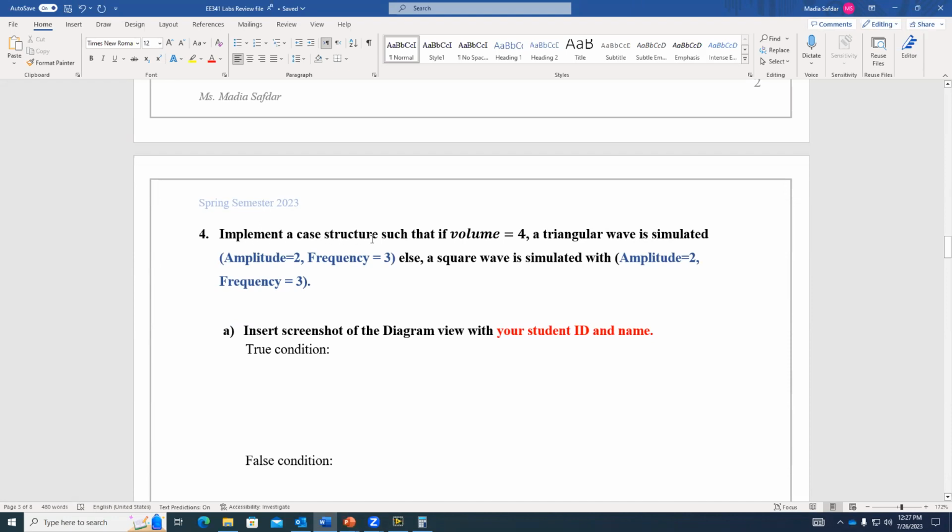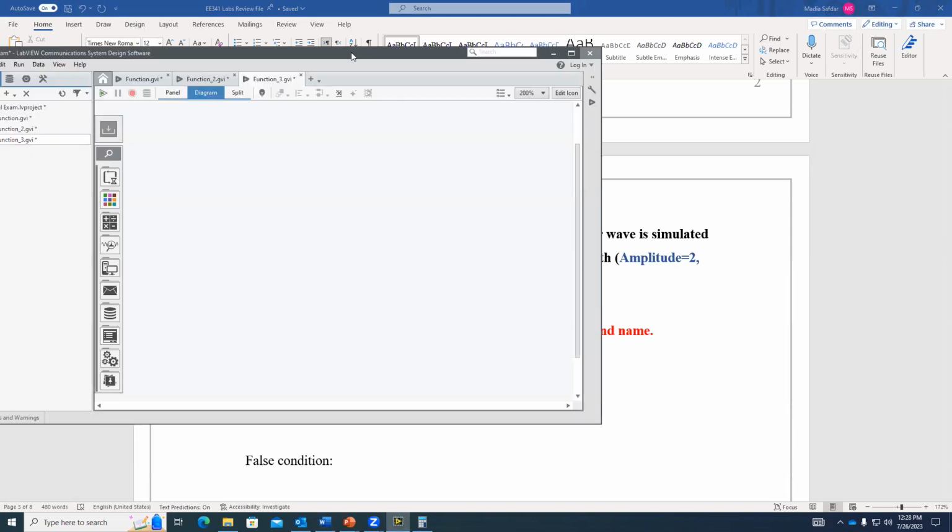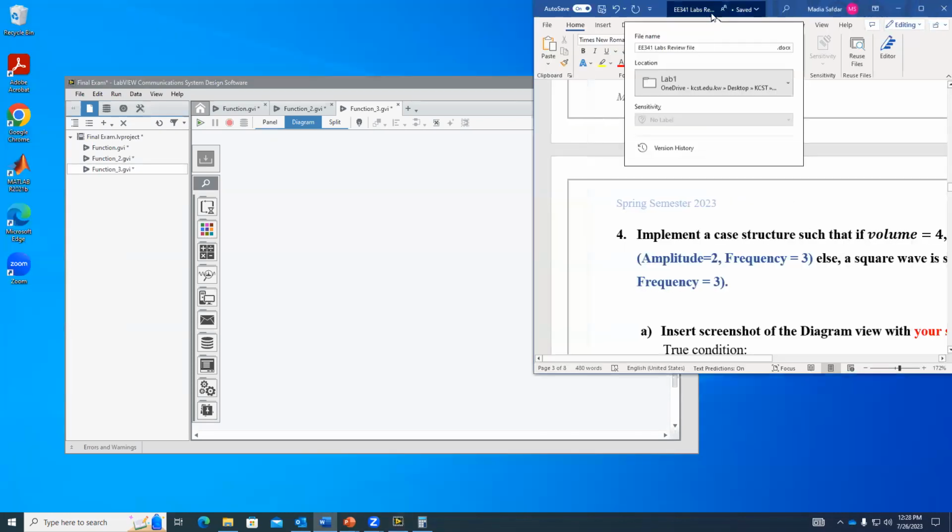Implement a case structure such that if volume equals 4, a triangular wave is simulated. It means that if the condition is true, then a triangle will be simulated with frequency 3 and amplitude 2. If the statement is false, for example, if volume is not equal to 4, a square wave is simulated. So how do you do it in LabVIEW? You go to the diagram view.